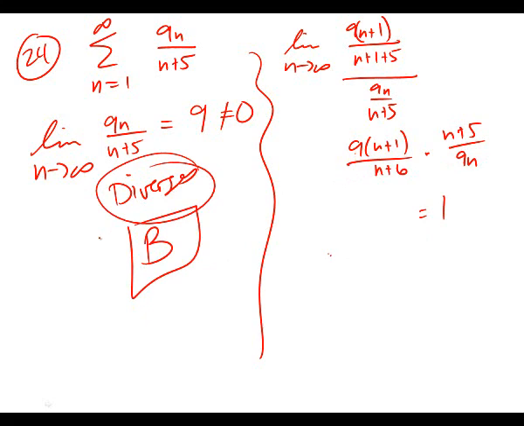Wait, if it were to equal 0 on the Nth Term Test, then it converges. Only if it equals 0, though. Okay?